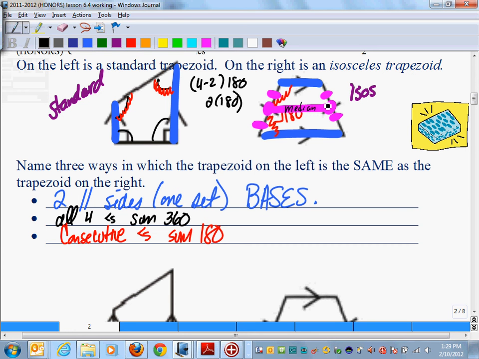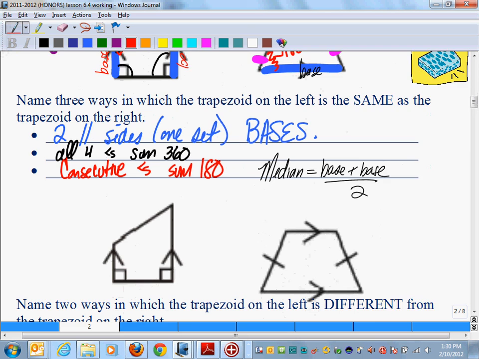I'd like you to write this equation of a median. Write median equals base plus base over 2. But guys, be really careful. Bases does not mean bottom. These guys here on the left-hand side, even though they're sideways, those are bases. You got that? Okay, now we're going to do different.